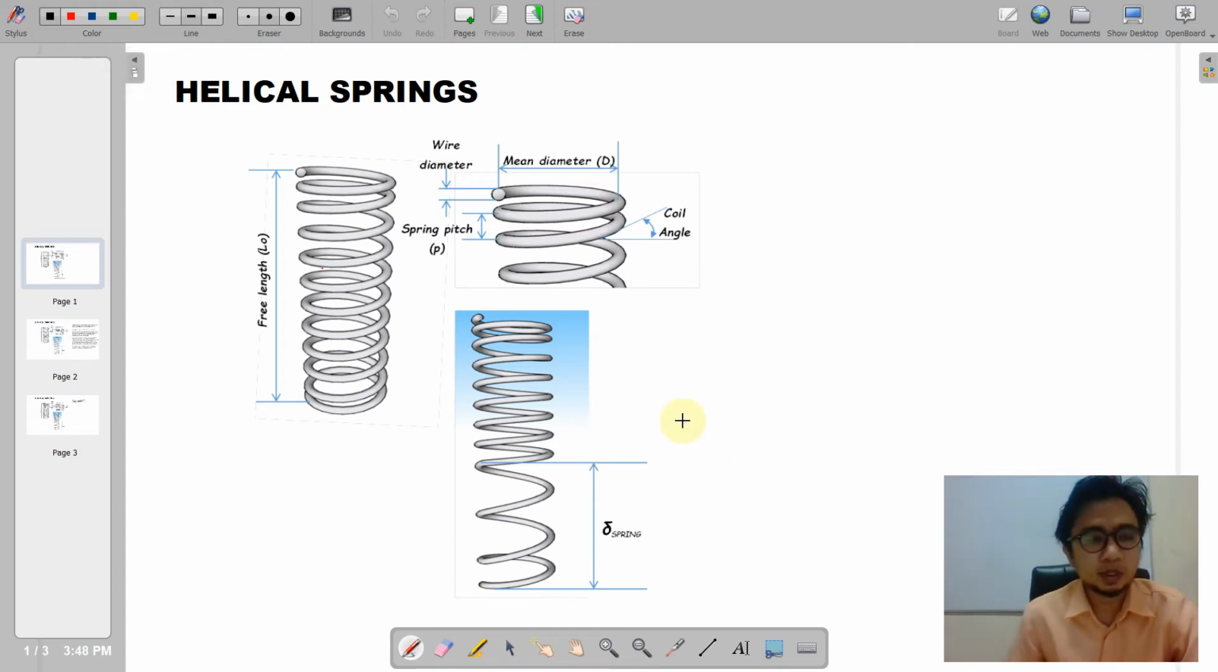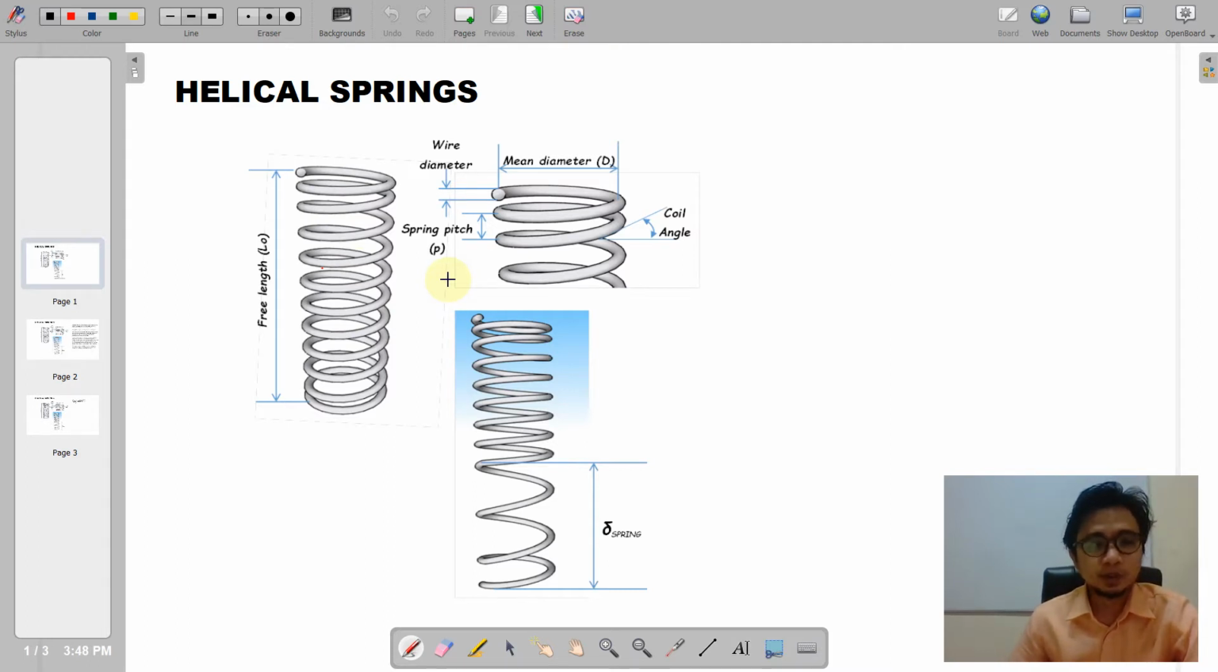We are going to have now the helical springs. I have sent you a material on the introduction of this one, so I think we have to have a recap on that. We have here the illustration and the parts as well as the labels regarding helical spring.